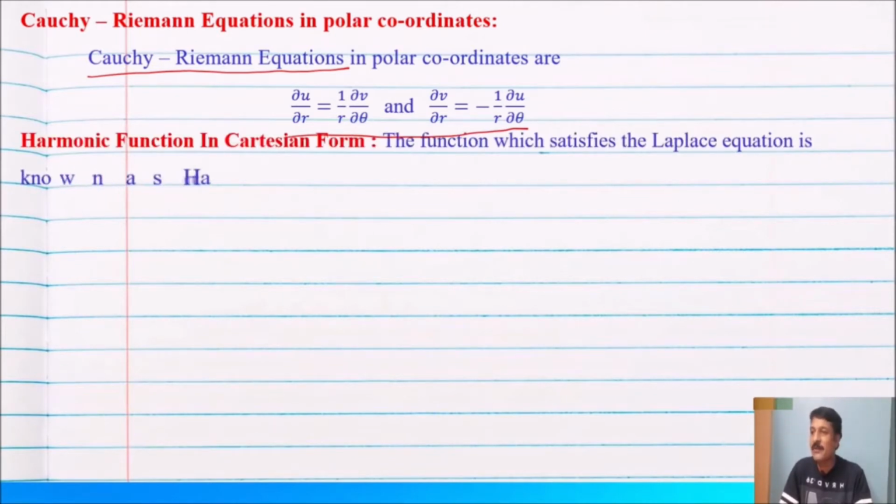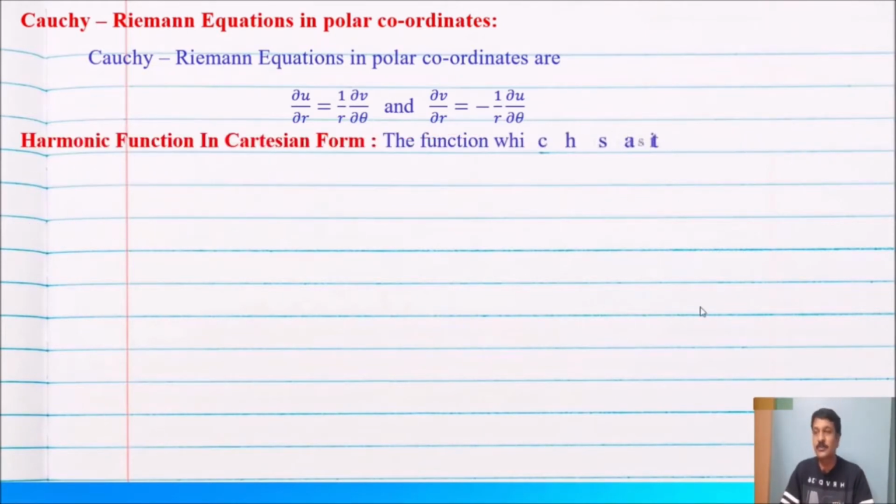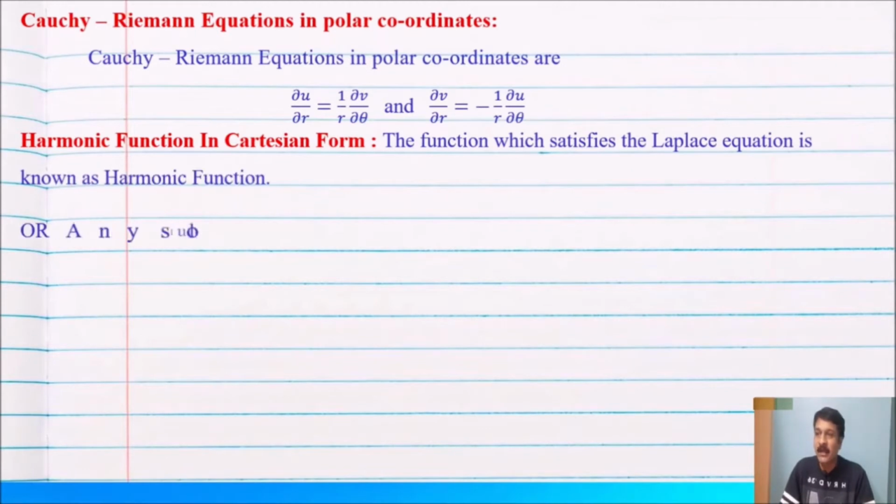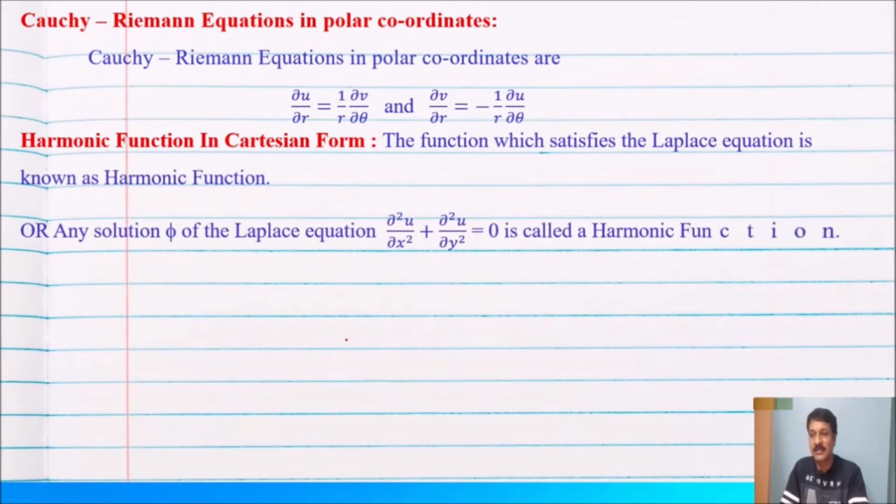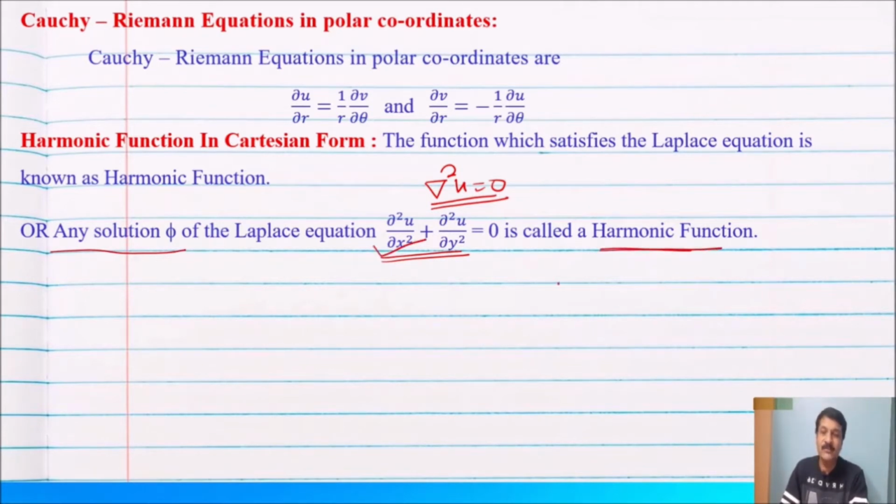Now the harmonic function in Cartesian form. What is meant by a harmonic function? The function which satisfies the Laplace equation is known as a harmonic function. The Laplace equation is del squared u equal to 0, meaning ∂²u/∂x² plus ∂²u/∂y² equal to 0. Therefore any solution φ of this Laplace equation is known as a harmonic function.